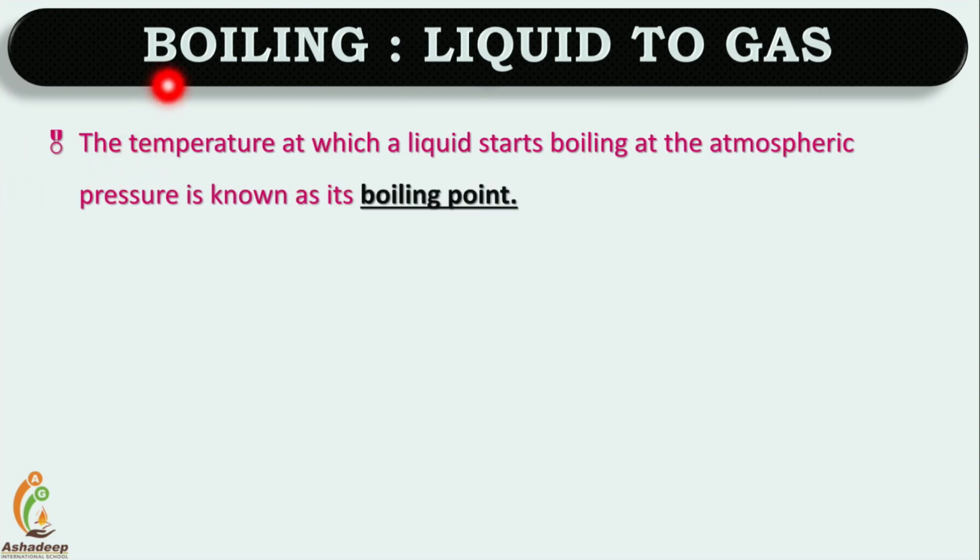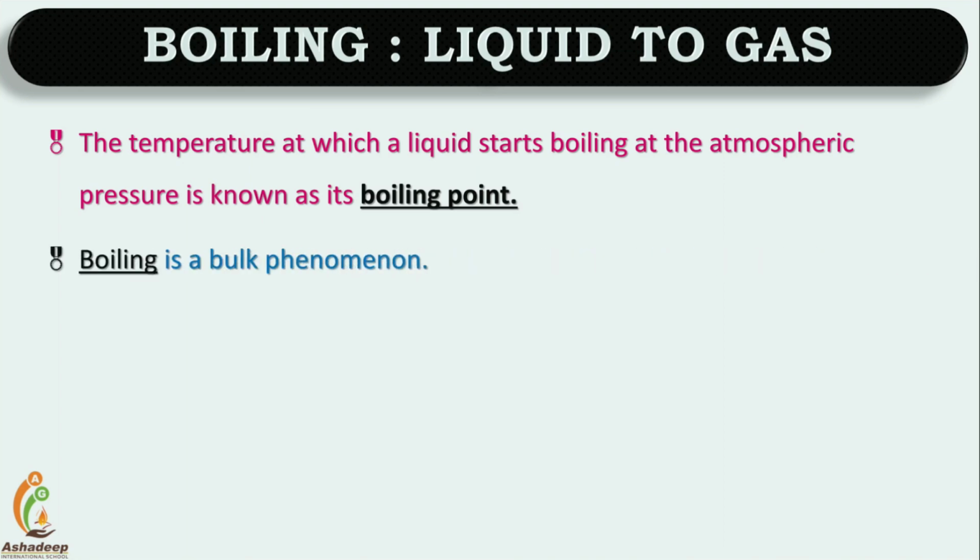Now the state which is converted into gas is liquid, and when there is a liquid to gaseous change of state, it is called boiling. The temperature at which liquid starts boiling at atmospheric pressure is known as the boiling point. Like in melting, the minimum temperature at which solid gets converted to liquid is called the melting point. Here, when liquid gets converted to gas, it is called the boiling point.